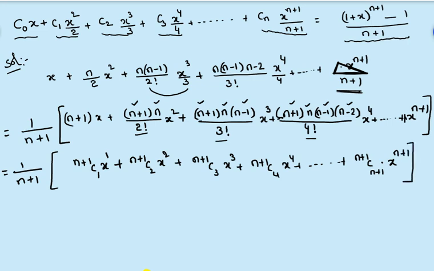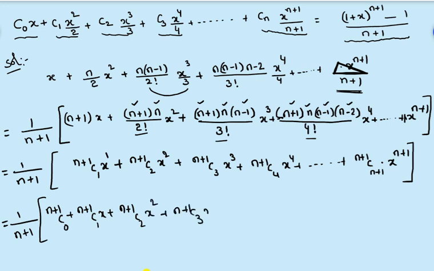Now what is missing here? n plus 1 C0 is missing, that's why add. So this is 1 by n plus 1 into n plus 1 C0 plus n plus 1 C1 into x plus n plus 1 C2 into x square plus n plus 1 C3 into x cube plus and so on plus n plus 1 C n plus 1 into x to the power of n plus 1, minus 1. Because here we added, that's why here subtracted.